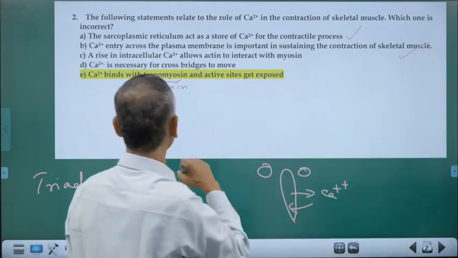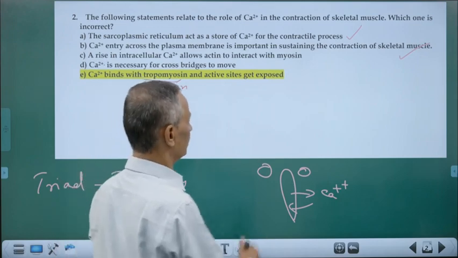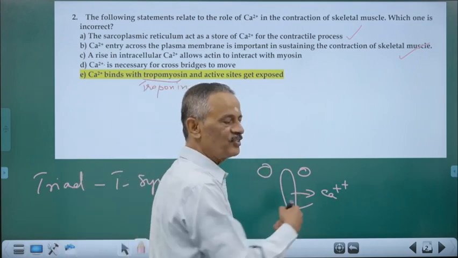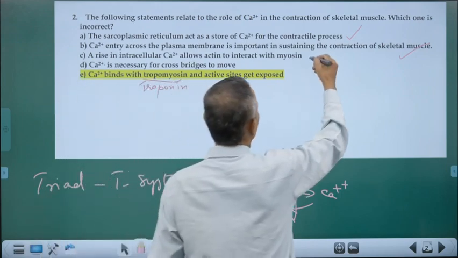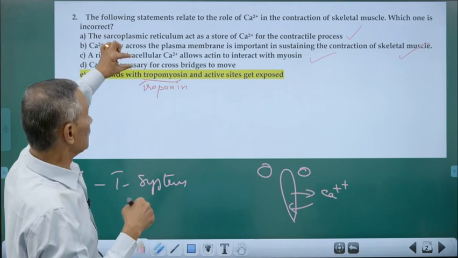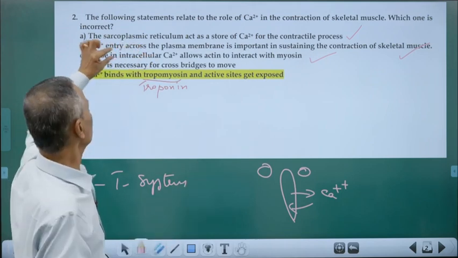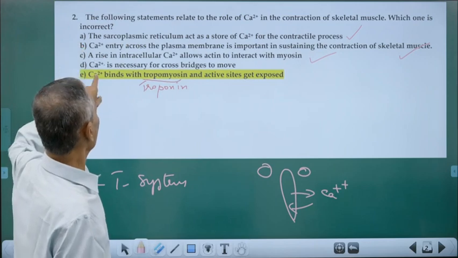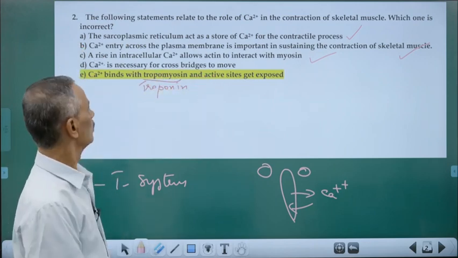A rise in intracellular calcium allows actin to interact with myosin. This is the reason. Because of the calcium, they will be activated. So, that will be increasing the concentration of calcium within the muscle cell. Intracellular calcium means calcium level within the cell, muscle cell. Calcium is necessary for crossbridge to move.